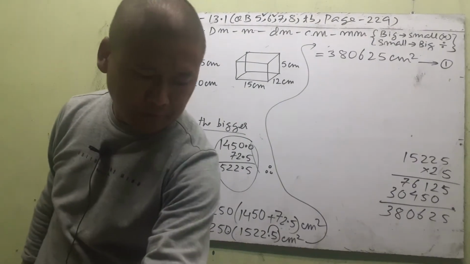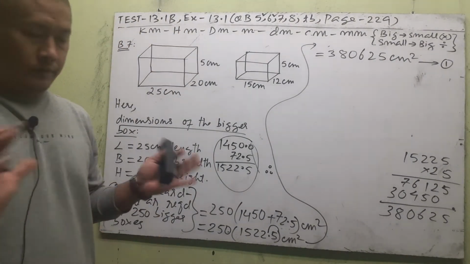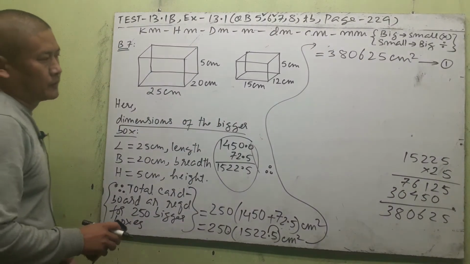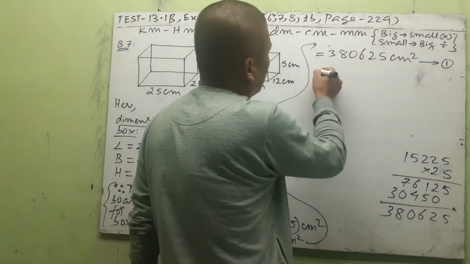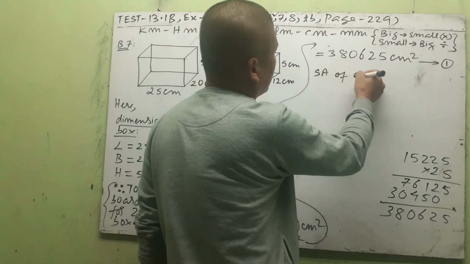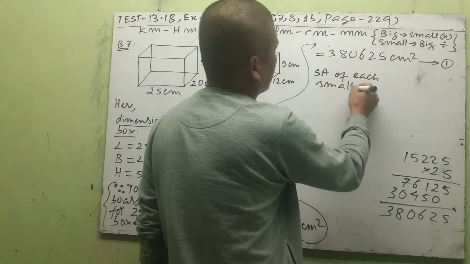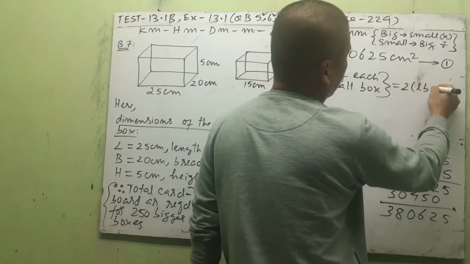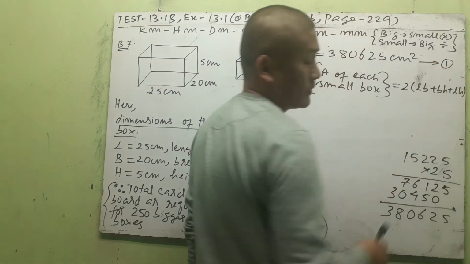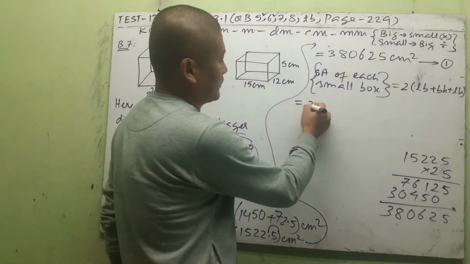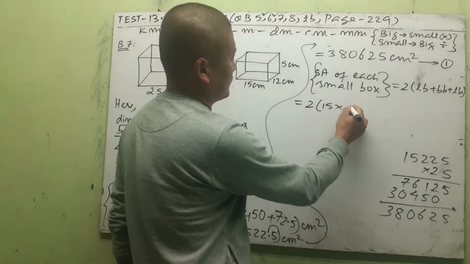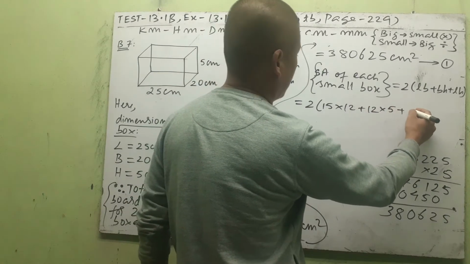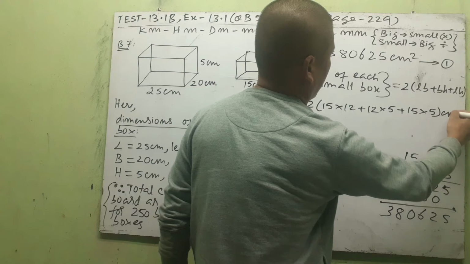The total cardboard area required for total 250 big boxes. Now let us calculate the total surface area of each small box. We know the box is a cuboid, so the formula is 2 into (LB plus BH plus LH). If I apply this formula, you're going to get 2 into small L, as you can see here, 15 into 12, BH 12 into 5, plus LH 15 into 5, in centimeter square.